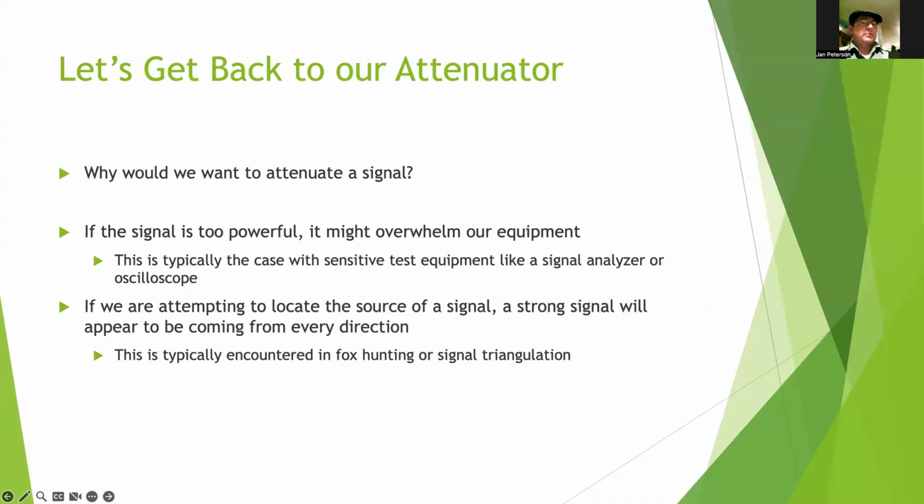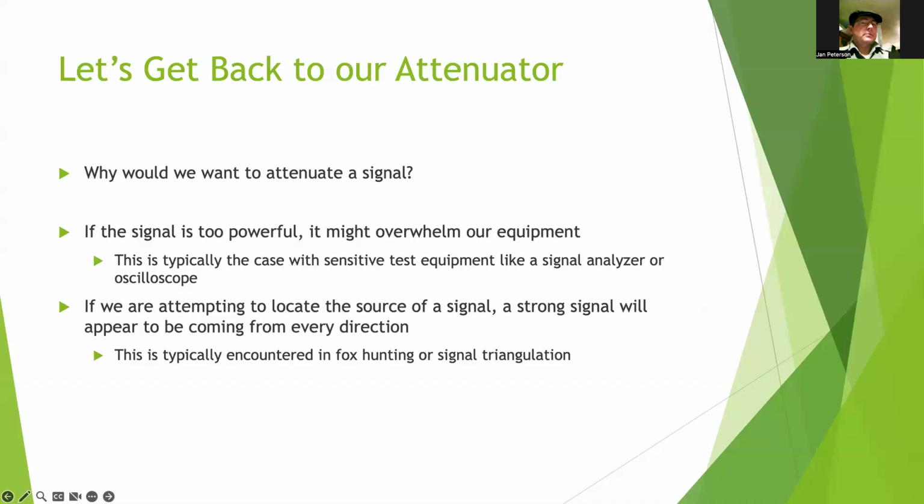Another reason we might use it is if we're attempting to locate the source of a signal. A strong signal will appear to be coming from every direction at once. So if I'm close to a transmitter, I can't really tell where it is by moving my Yagi antenna around and pointing at it, because it's picking up that strong signal no matter where I point it. The Yagi is great when I'm a mile away and I can say, oh, I hear nothing. Oh, there it is. Well, now I hear nothing again. So it's got to be in that direction, right?